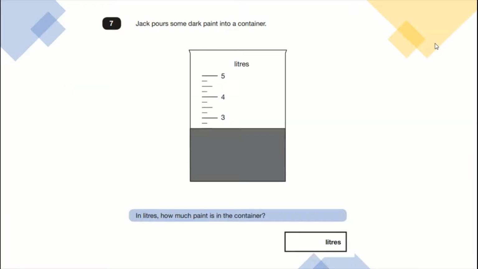Question 7. Jack pours some dark paint into a container. In litres, how much paint is in the container? So if we could see all the measurements along here, we would have a little line here and a big line, and this pointing to 2. So now we can see it more clearly. We've got 2.5 litres, because it is halfway between 2 and 3.